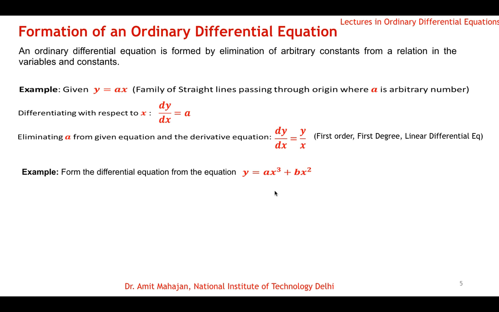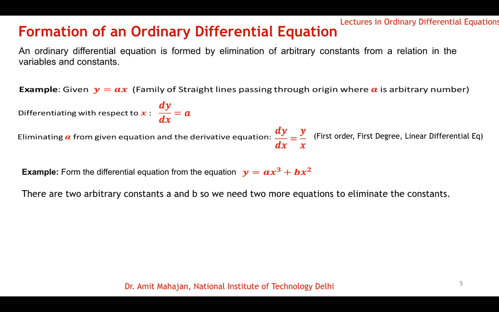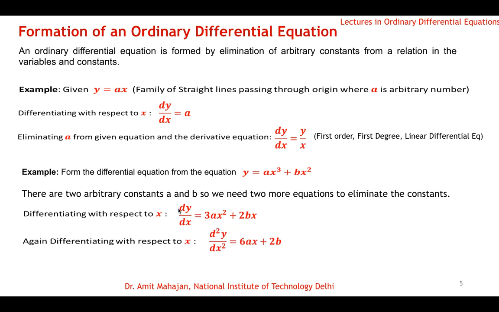Okay, so we will differentiate this equation two times with respect to x. Let us first differentiate this one time with respect to x. The left hand side is dy by dx, which is equal to 3ax square plus 2bx, on taking the derivative. Again differentiating this with respect to x, the left hand side becomes the second derivative, this becomes 6ax, and this becomes plus 2 times b.